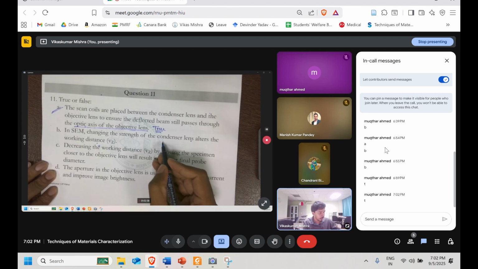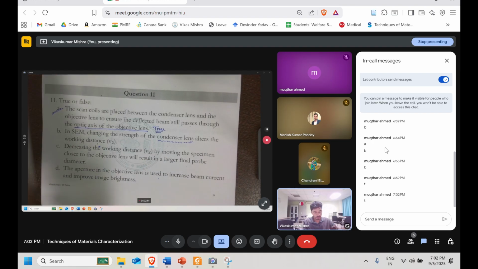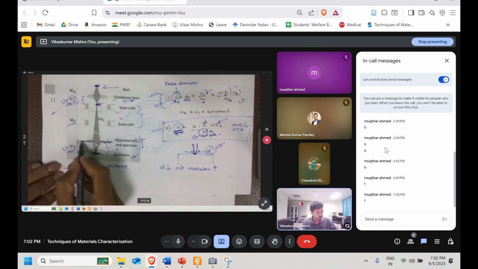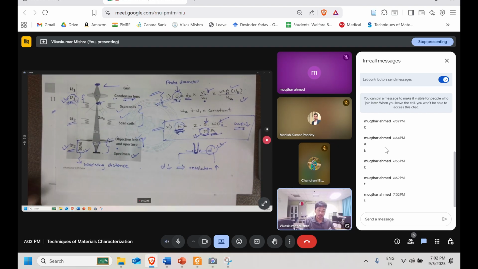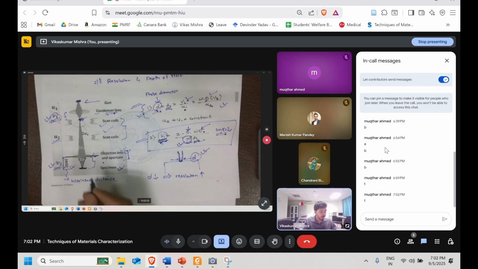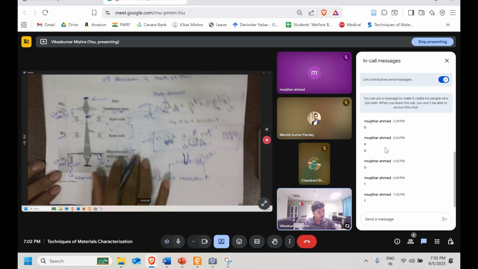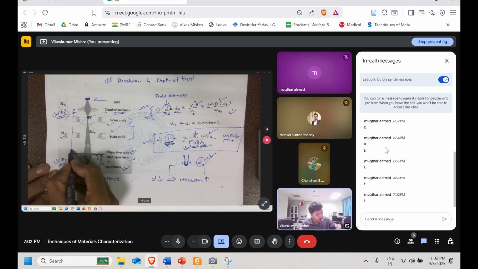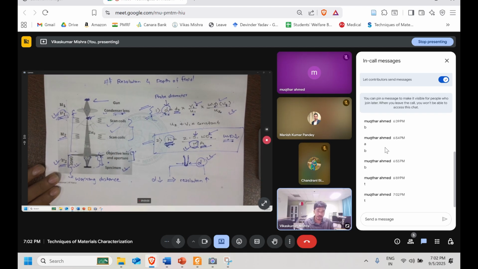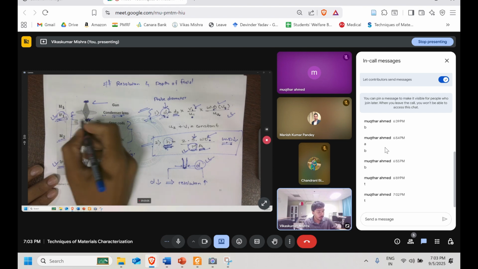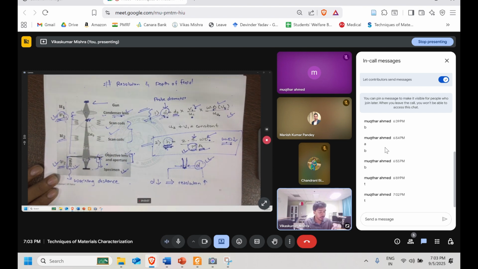SEM, changing the strength of the condenser lens. If you are changing the strength of the condenser lens, working distance, it's false, right, Ahmed? Because see, the specimen is how you can change the working distance. The entire V1 plus U2 is constant. This is not going to affect the working distance.